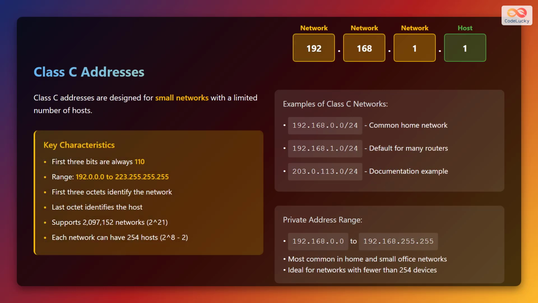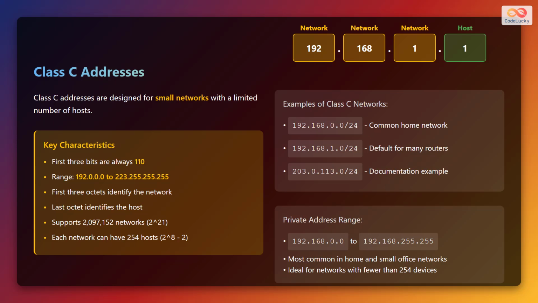Class C addresses are designed for small networks with a limited number of hosts. The key characteristics are the first 3 bits are always 110. The range of these addresses is from 192.0.0.0 to 223.255.255.255. The first 3 octets identify the network, and the last octet identifies the host.